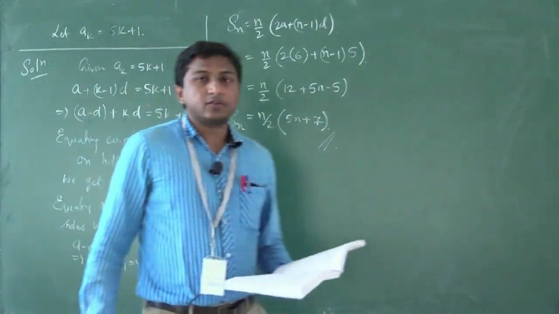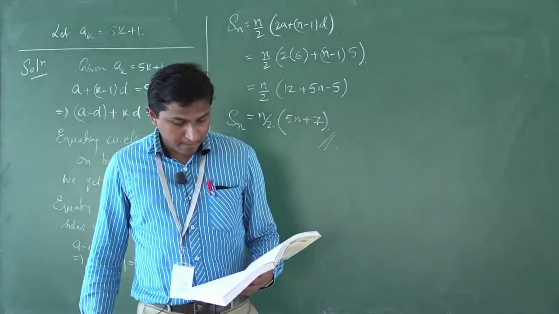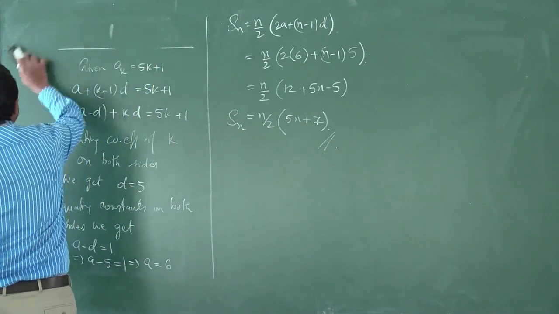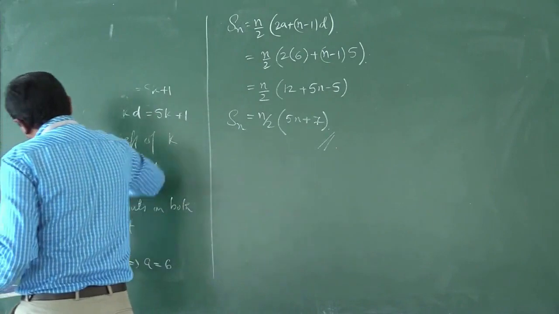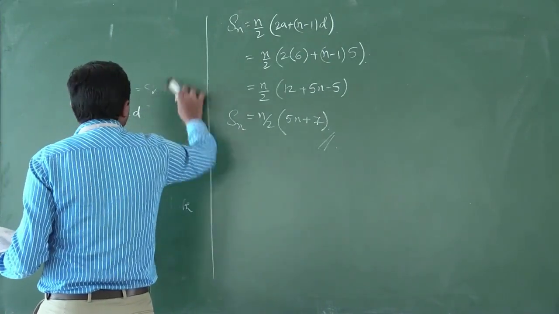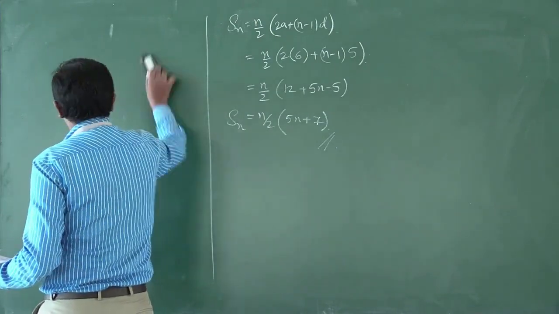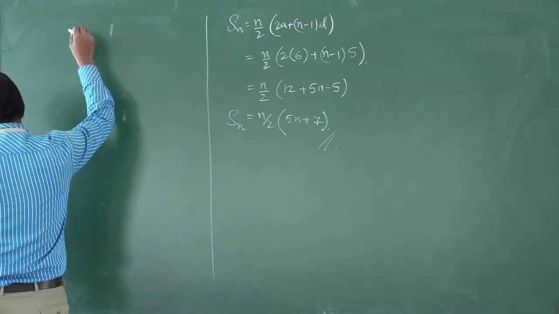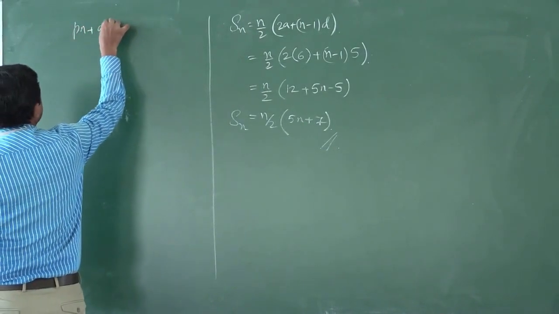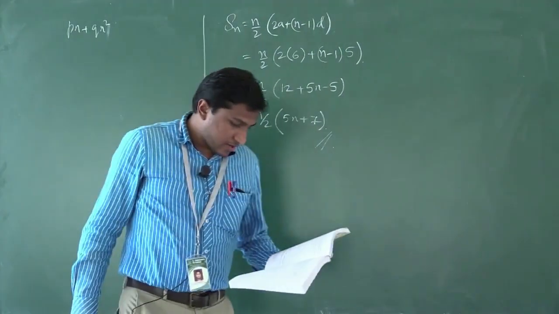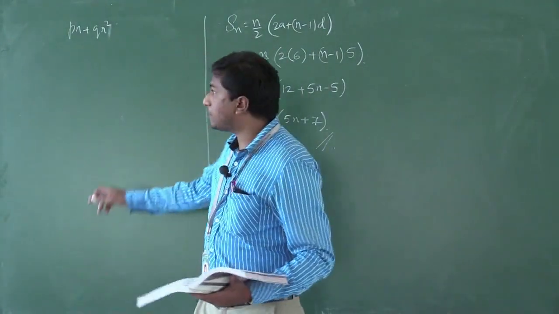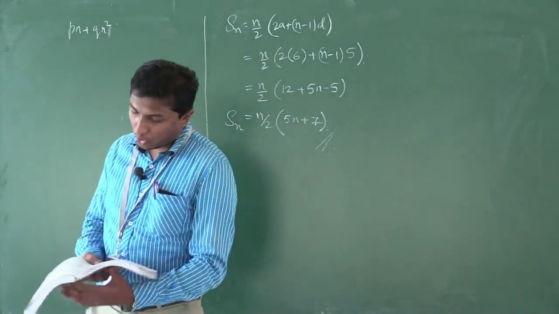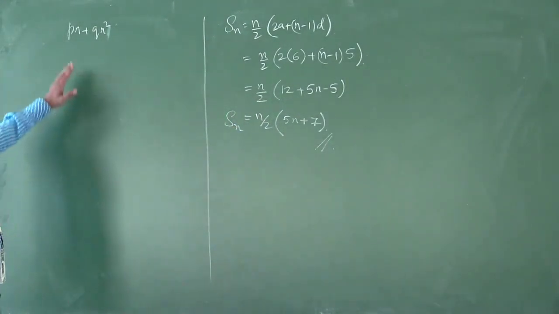If the sum of n terms of an AP is Pn plus Qn square, where P and Q are constants, find the common difference. Okay, I repeat the question once again. If the sum of n terms of an AP is Pn plus Qn square, where P and Q are constants, find the common difference. Look here. What is given in the question?